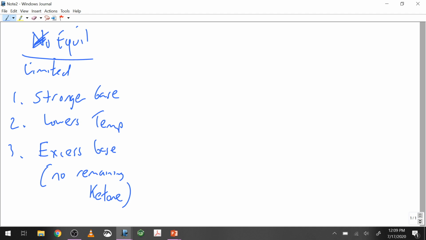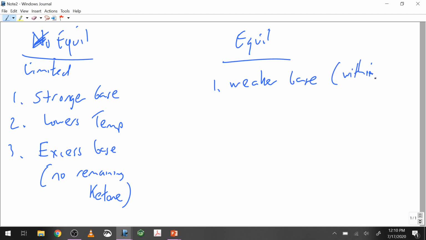So, if I want equilibration to happen, then I want to go against all of that. I want a slightly weaker base. And remember, this is within reason. I still want most of it deprotonated. I don't want 5% of the enolate. I still want a very large quantity of it. So this has to be sort of, we don't want weak, but weaker. So we have a little bit more time to work.